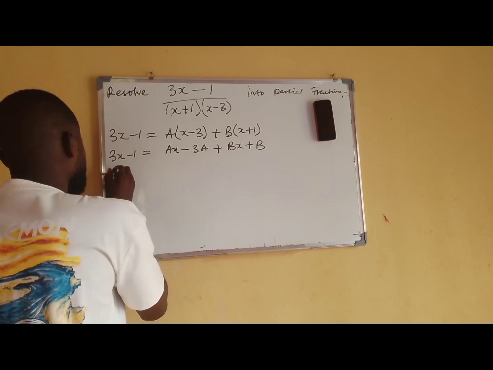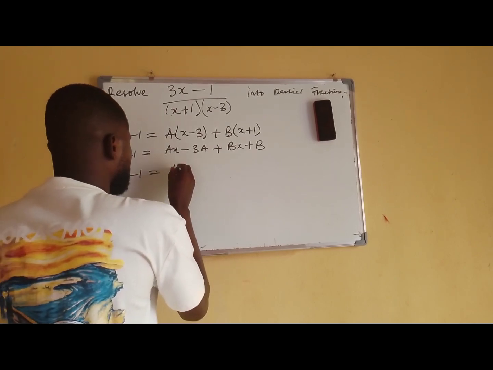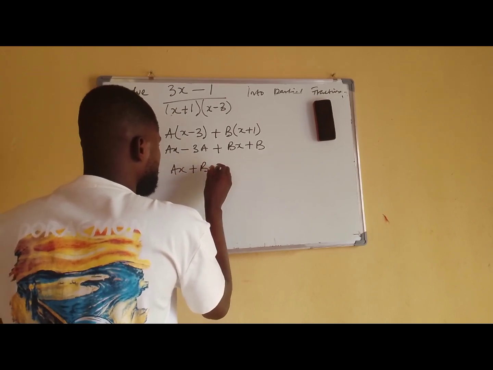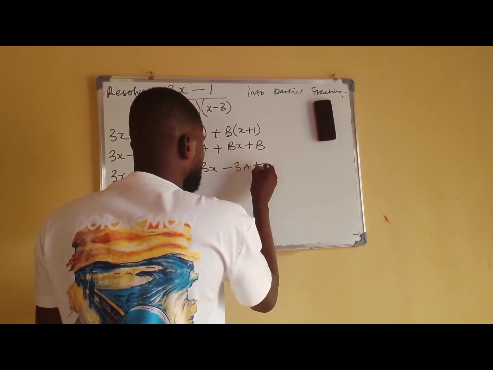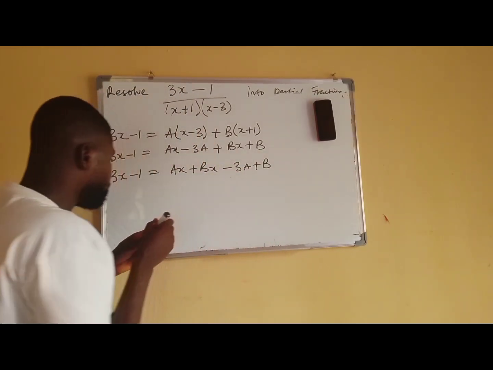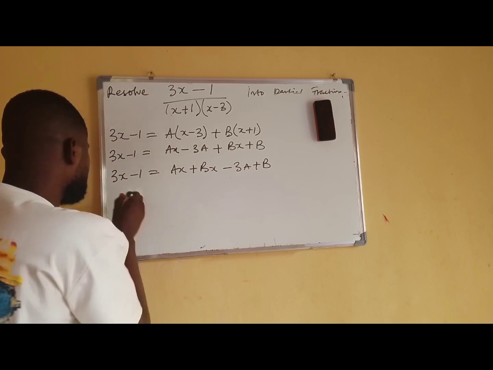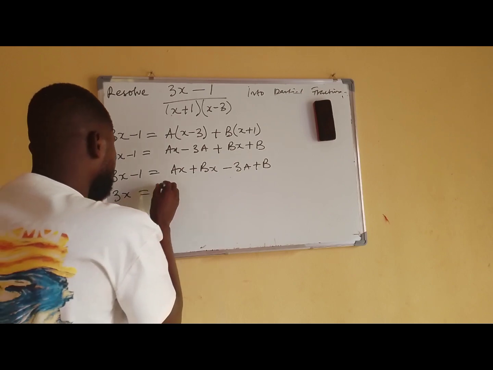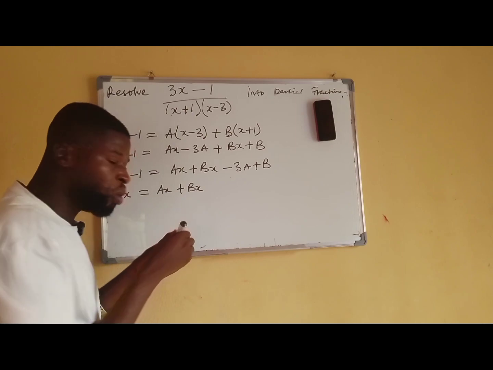That is 3x minus 1 is equal to ax plus bx minus 3a plus b. Now, from this point, we'll come to this place and say 3x will be equal to ax plus bx.